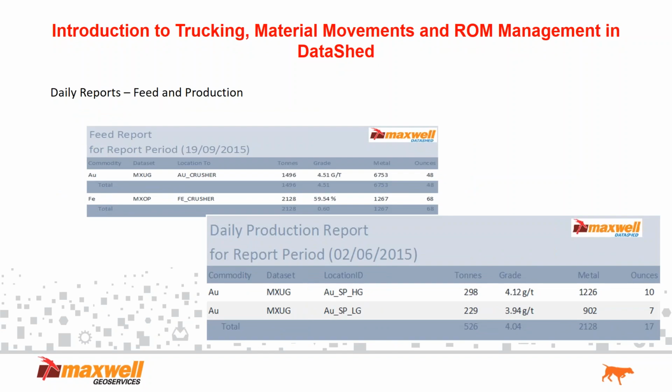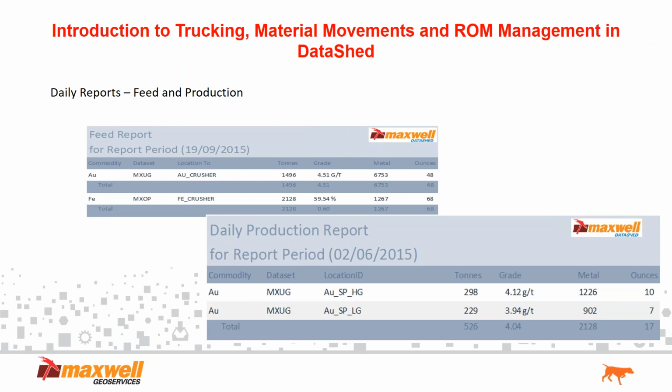Further reports shown, but not limited to, include the feed report, which covers all movements to and from the crusher or the mill, or in between the crusher and mill. And the daily production report summarises all trucking and movements within a date range or on a daily basis. Thus, in the production module, trucking and material movements can be entered and reported on easily through the operation.